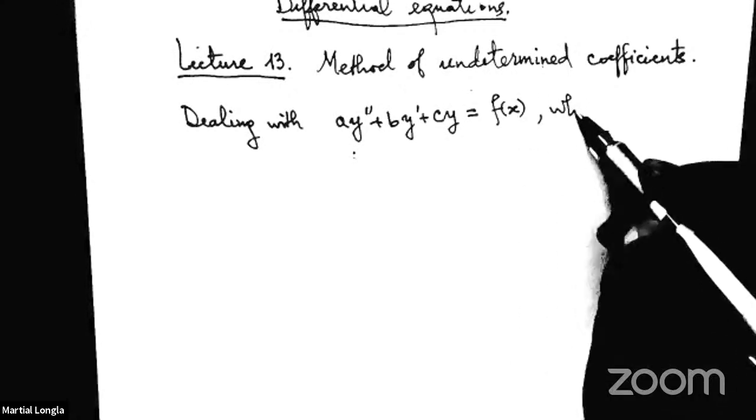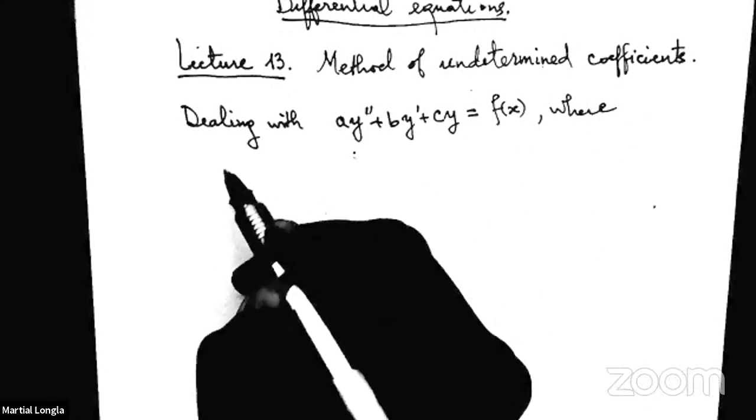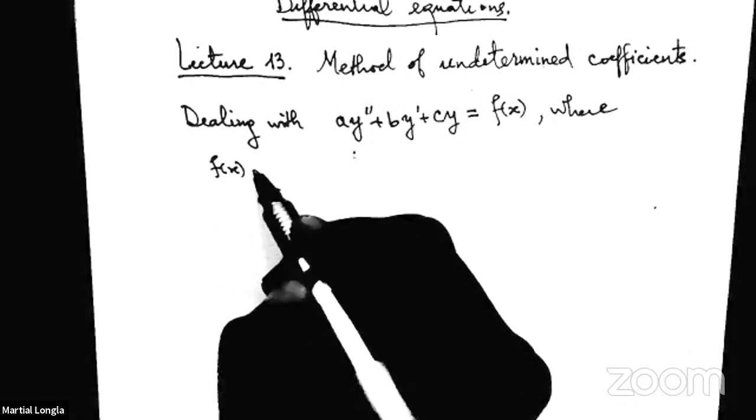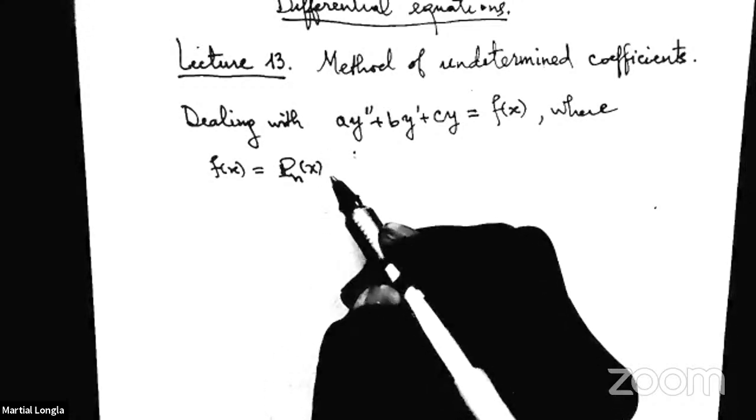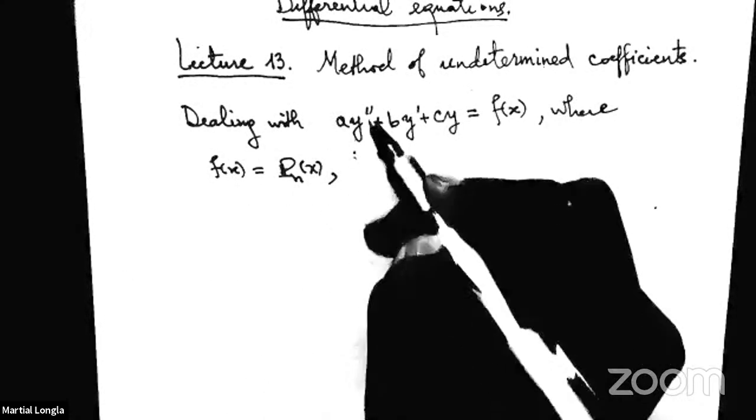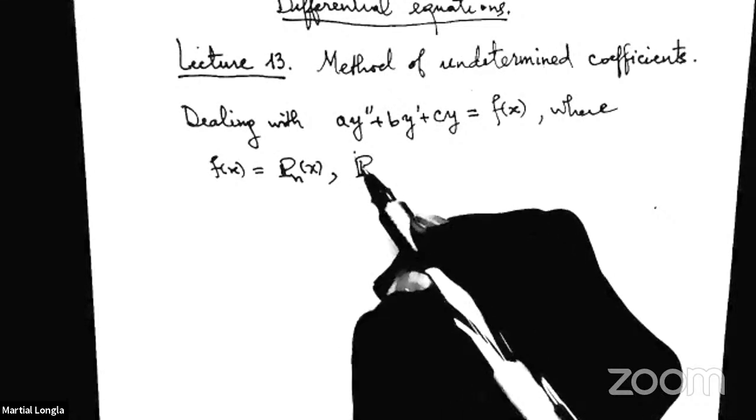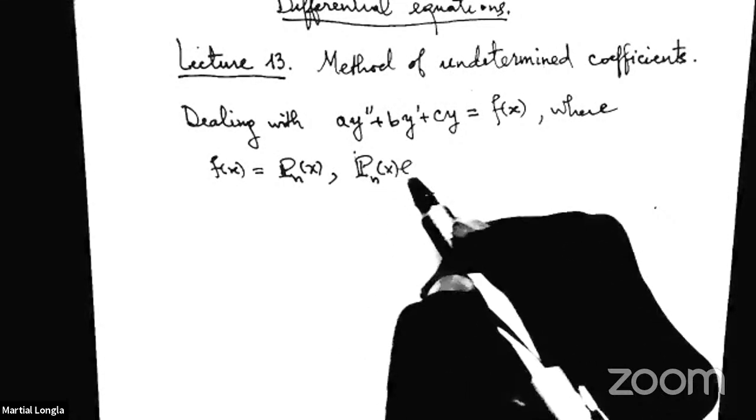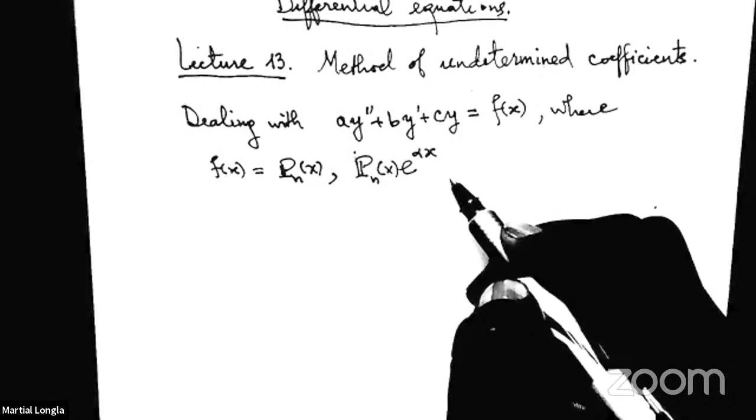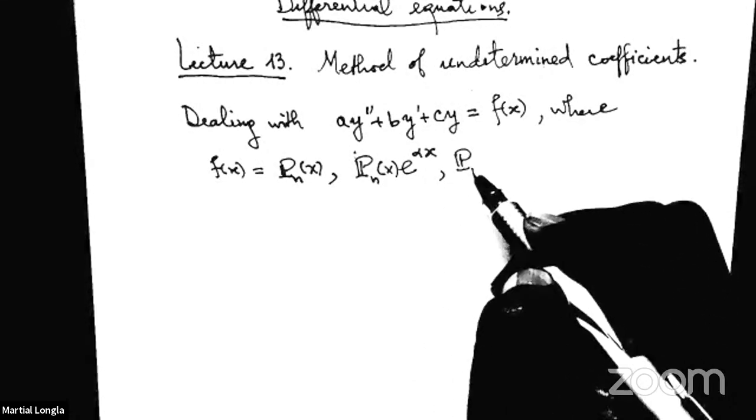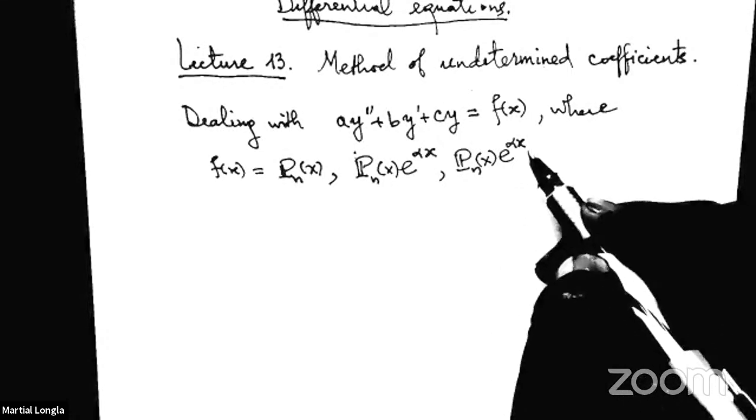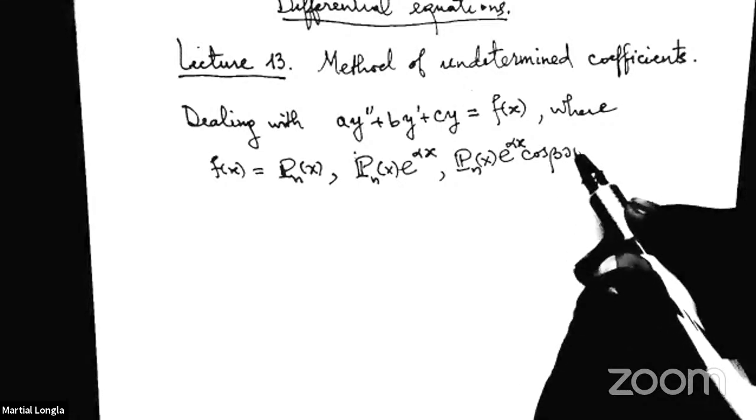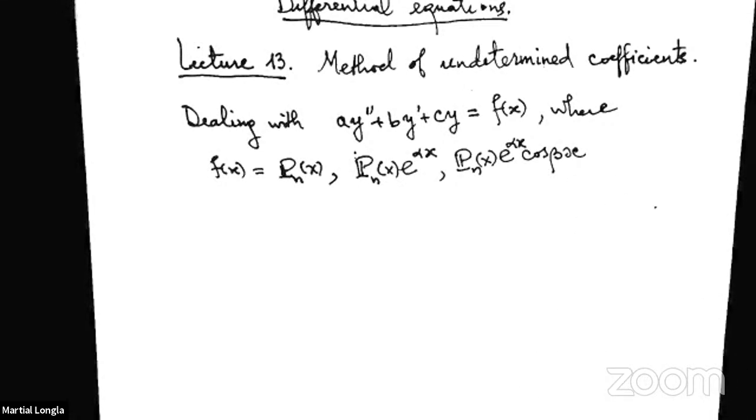where f of x is either a polynomial of degree n, or a polynomial of degree n times e to the alpha x, or a polynomial of degree n times e to the alpha x times cosine of beta x, or any combination of the three.